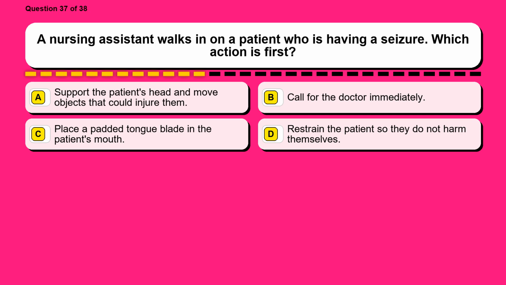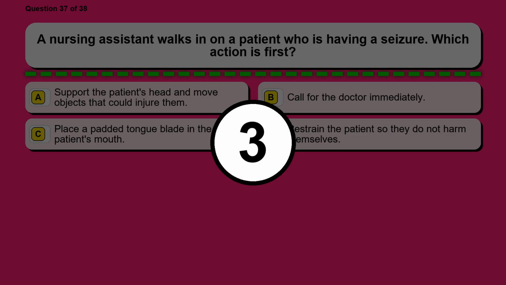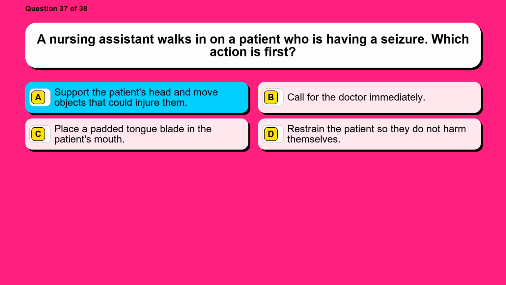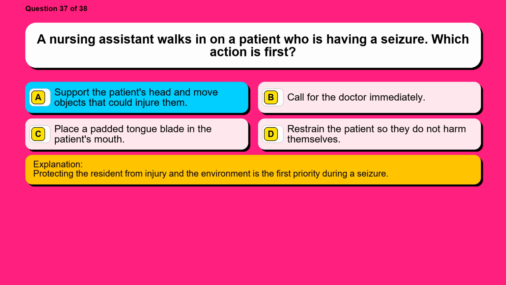Support the patient's head and move objects that could injure them. Option B, call for the doctor immediately. Option C, place a padded tongue blade in the patient's mouth. Option D, restrain the patient so they do not harm themselves. The correct answer is option A, support the patient's head and move objects that could injure them. Protecting the resident from injury and the environment is the first priority during a seizure.